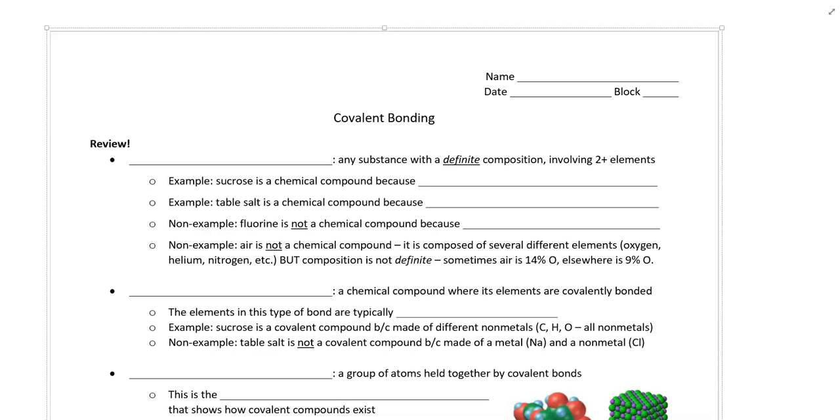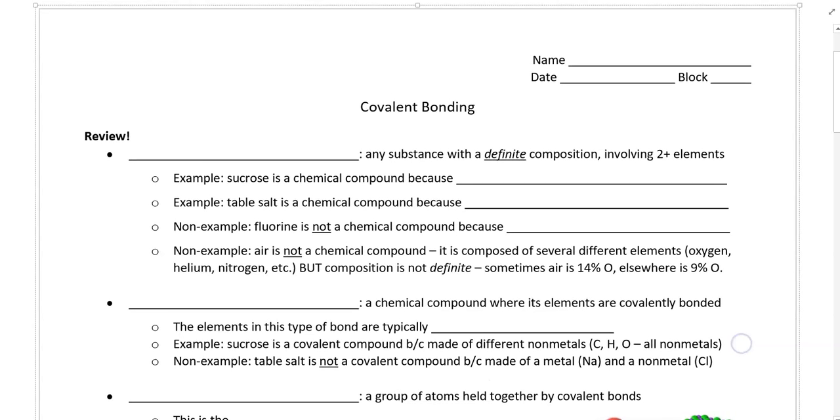All right, in this lesson we're going to take a little bit of a closer look at something called covalent bonding. Now, covalent bonding should be fairly familiar, but we kind of have to put this into context of the bigger picture, so let's do a bit of review.